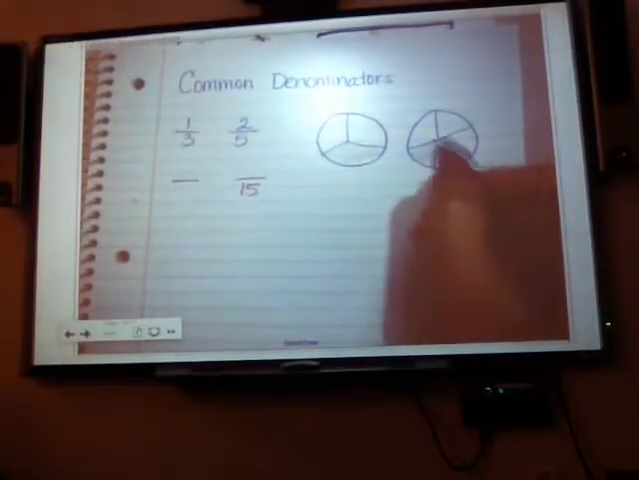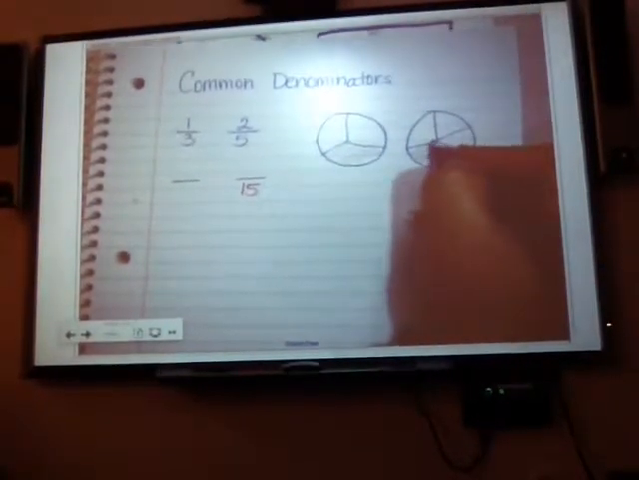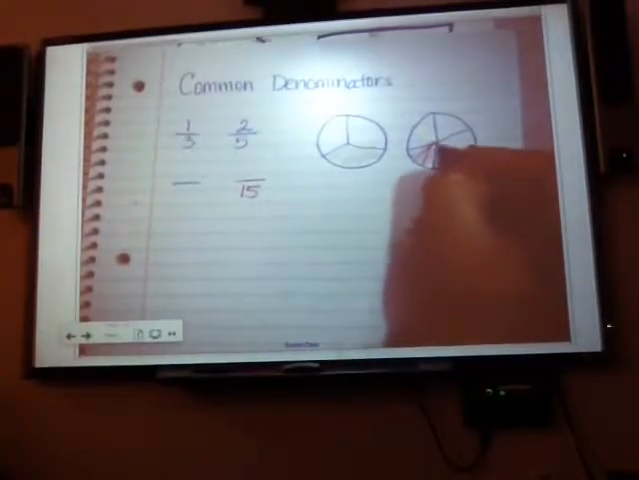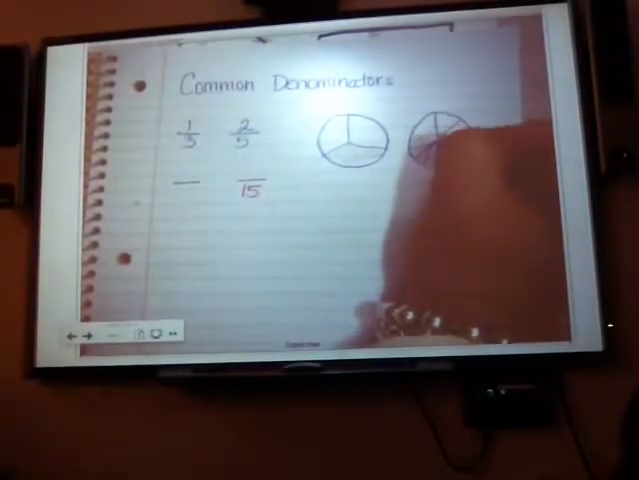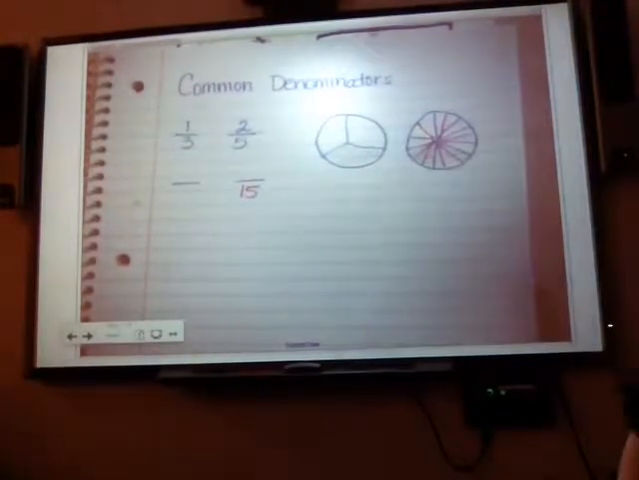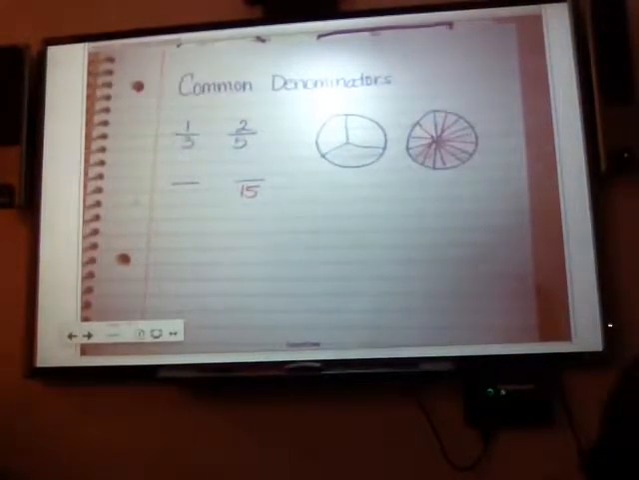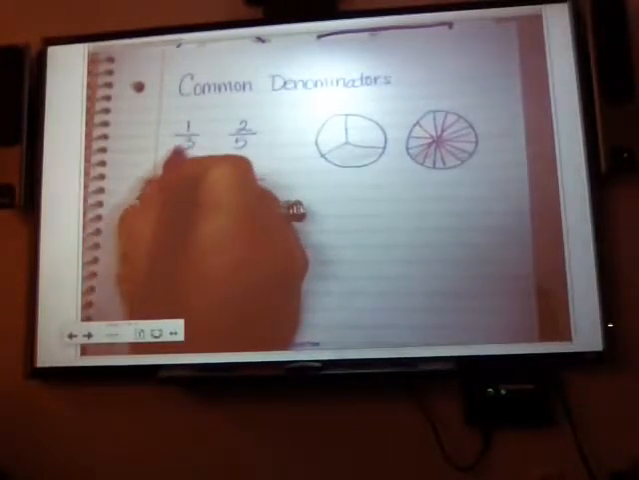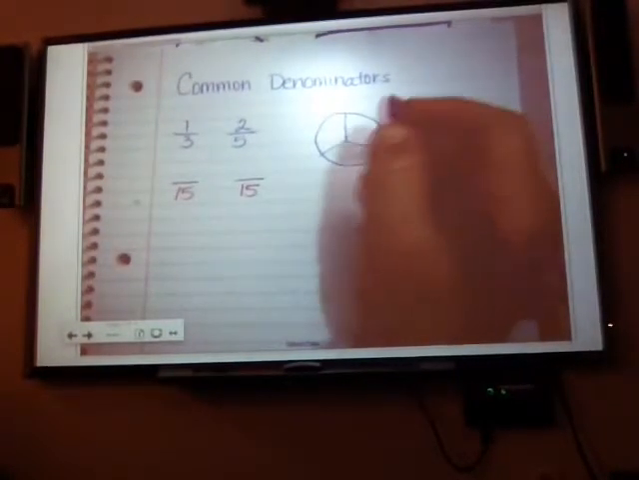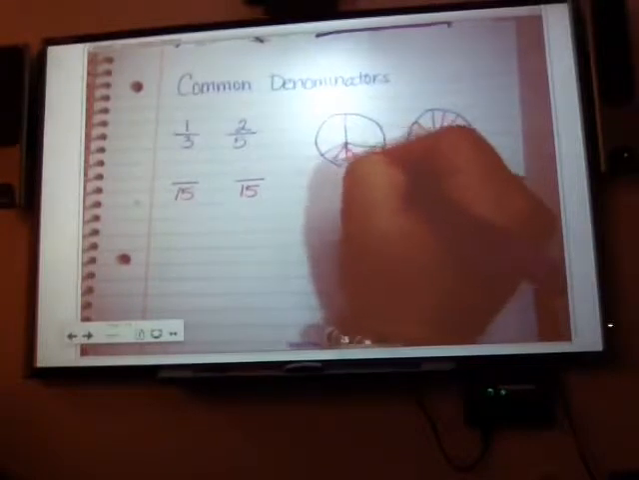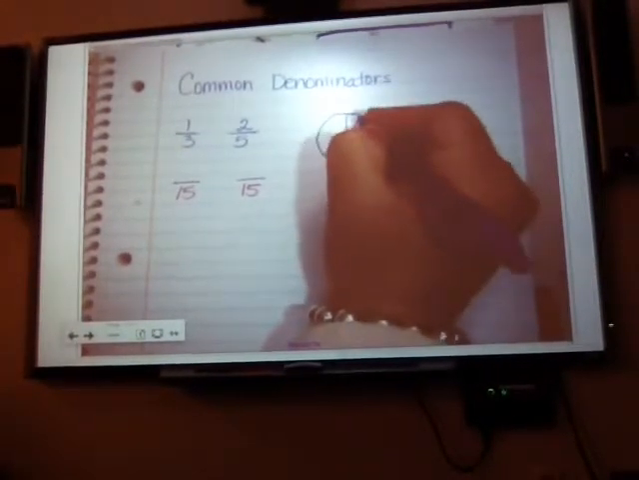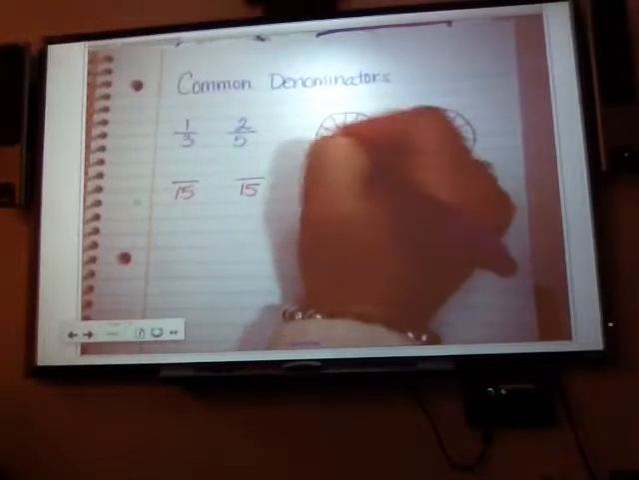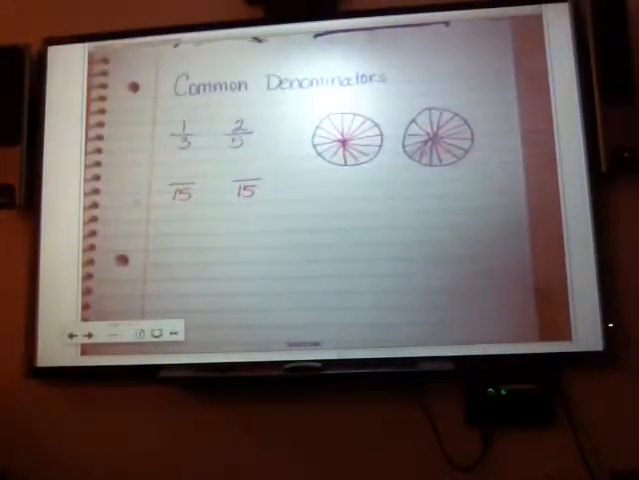So I would change my fifths, and I would divide each of these 3 times to make them into 15ths. And so I can change my 3 into 15ths. How many times would I split each of these? 5. 5 sections. Again, drawing is not adequate and precise for the obvious reasons. Look at my pictures. Okay? But nevertheless, I now have the same common denominator.